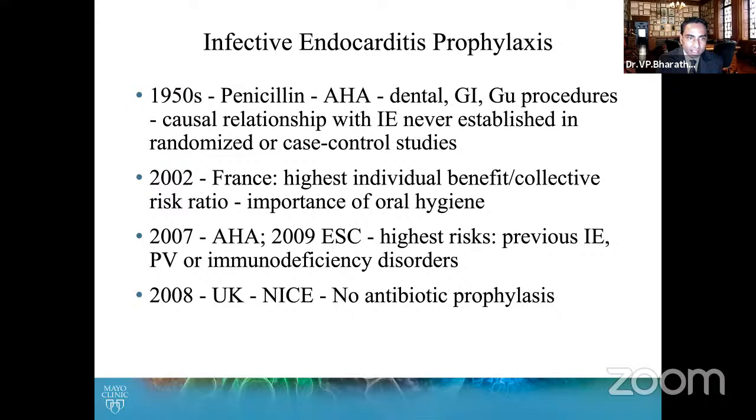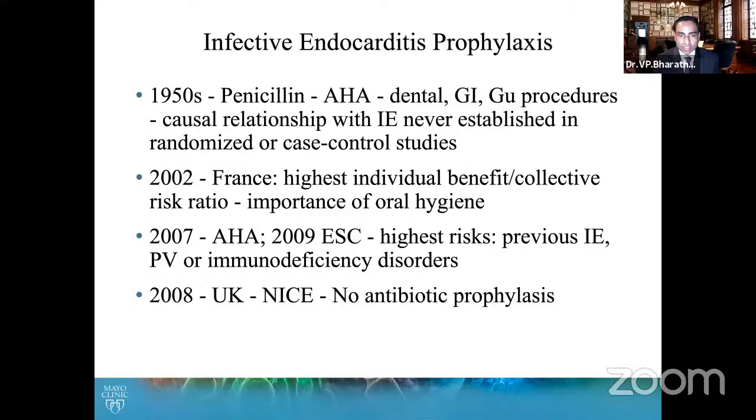Subsequently, in 2007, an American Heart Association document by Dr. Wilson and Baddour, and in 2009, the European Society of Cardiology, agreed with the French, which is a very rare situation. They recommended endocarditis prophylaxis only in the high-risk population: those with previous infective endocarditis, those with prosthetic valves, or immunodeficiency disorder.